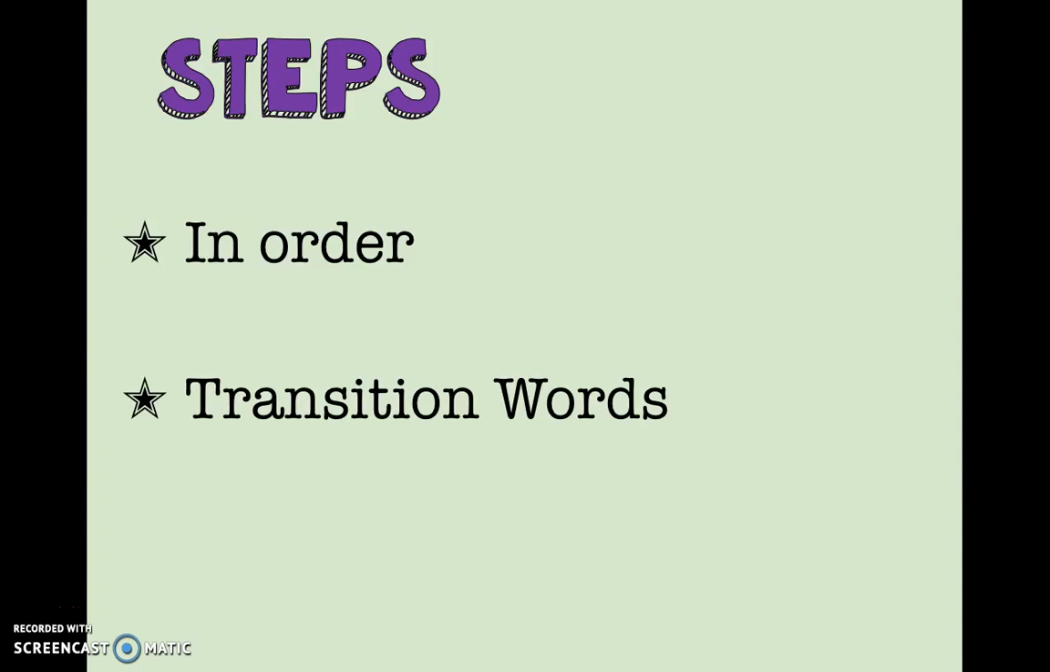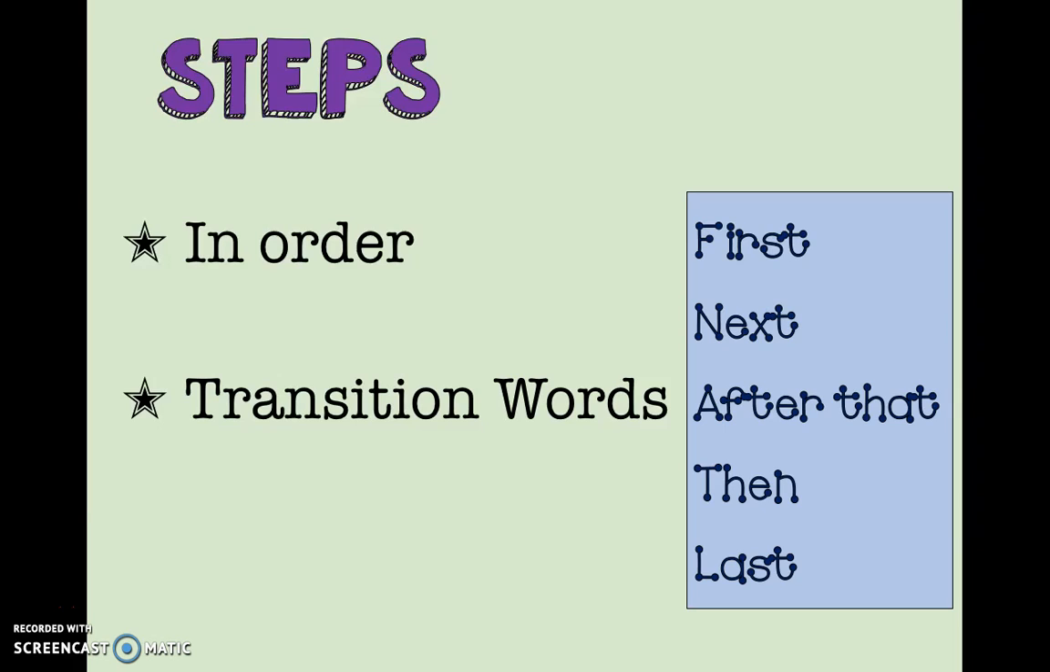Now, your next part of your how-to writing are your steps. Now, your steps must be in order of how you want your reader to do them. You need to use transition words before each step. Some transition words are first, next, after that, then, and last. And finally, to help your reader really understand what the steps are, you can give them pictures to make it easier for them to understand what the steps are.